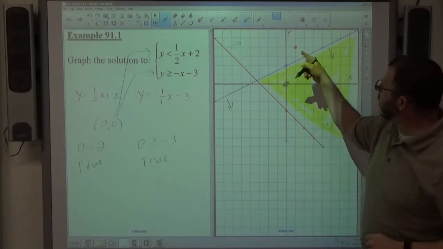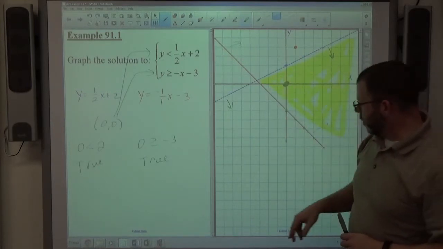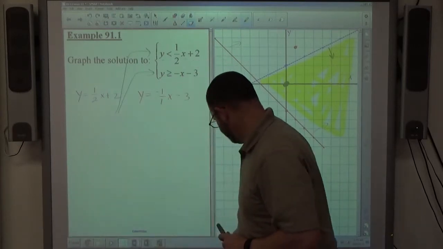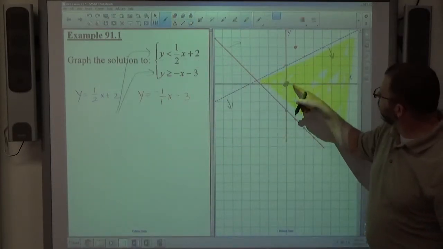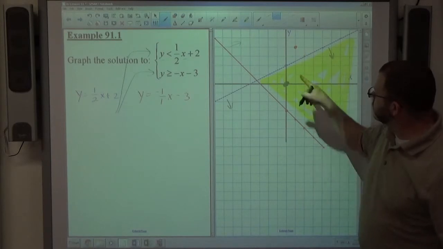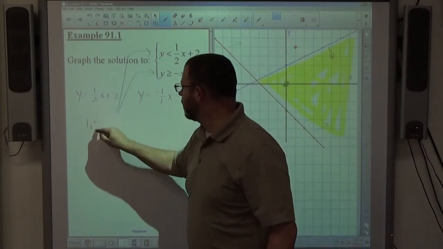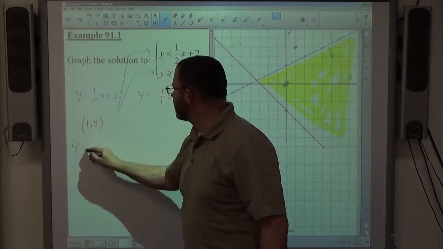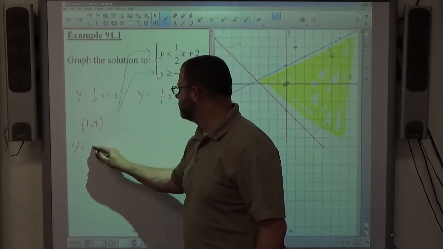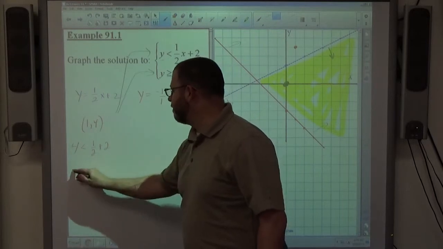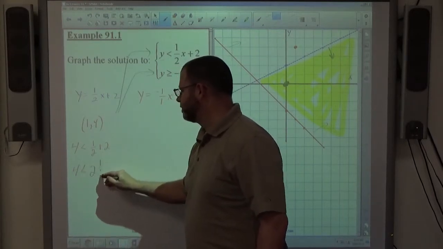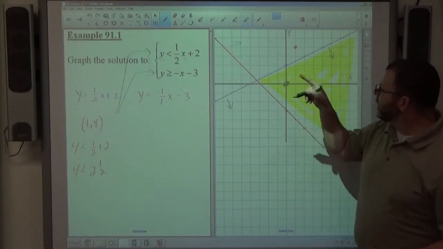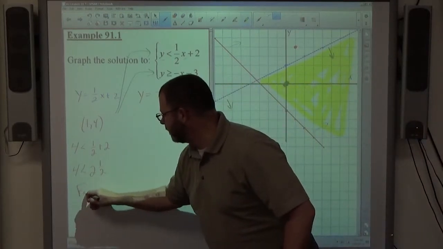All right, so if I pick this point, let's just try that in the blue equation. Just see how we handle that. So, this point is 1 comma 4, right? 1 comma 4. So, if I change y to 4 is less than 1/2 of 1 plus 2, I get 4 is less than 2 1/2. Can we all see that's false? Yeah, okay. It's false. That's my test point, which is false.